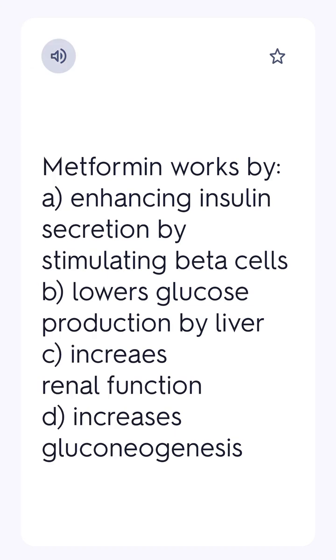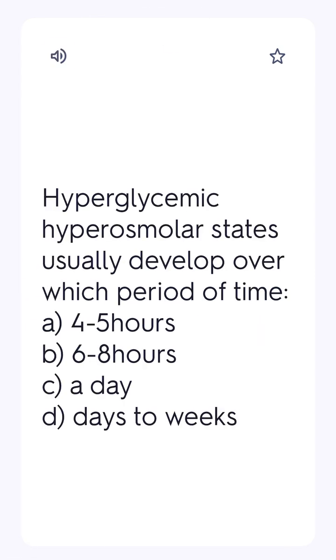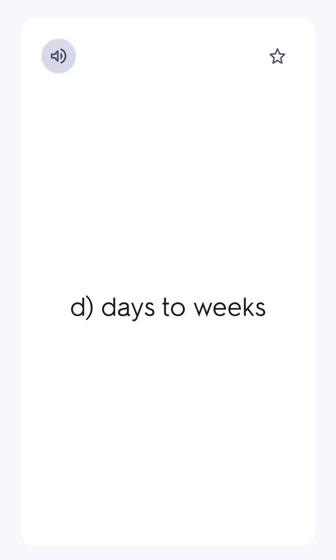Metformin works by A, enhancing insulin secretion by stimulating beta cells; B, lowers glucose production by liver; C, increases renal function; D, increases gluconeogenesis. B, lowers glucose production by liver. Hyperglycemic hyperosmolar states usually develop over which period of time? A, 4 to 5 hours; B, 6 to 8 hours; C, a day; D, days to weeks. D, days to weeks.